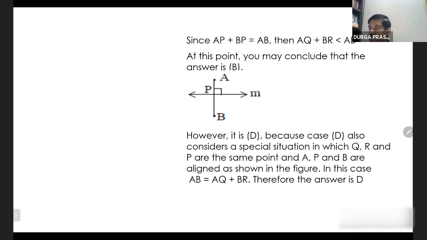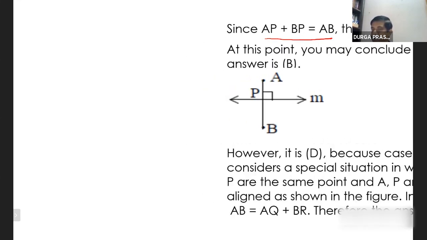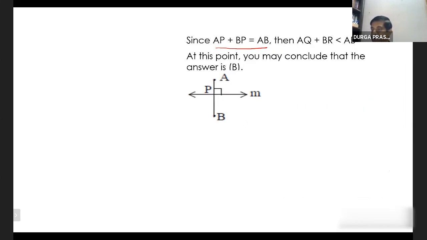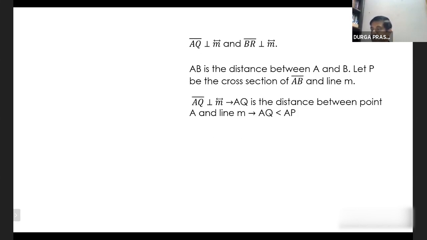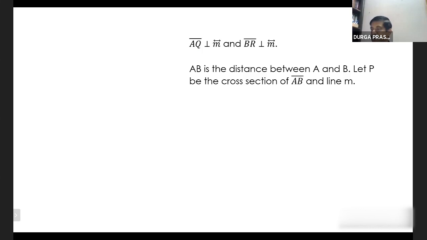Now if you take this diagram, this is also satisfying all the things, but in this case, AP plus PB is equal to AB, then AQ plus BR should be less than AB. So we have multiple possibilities. What is it that we can pick?